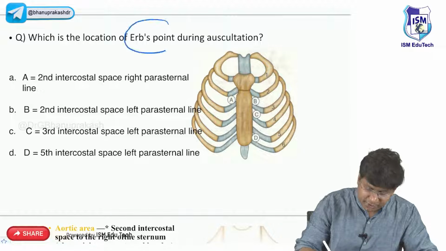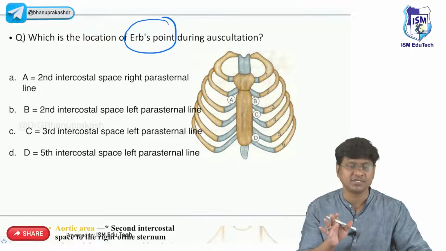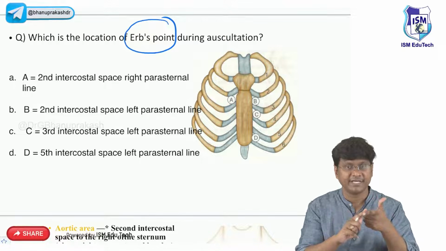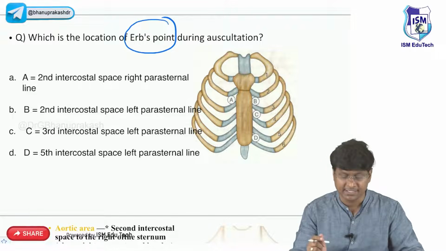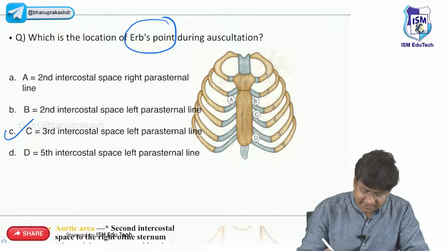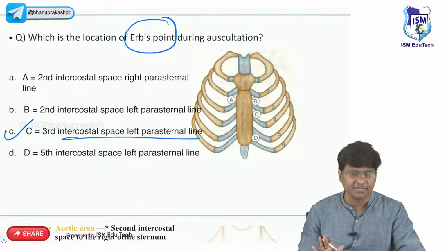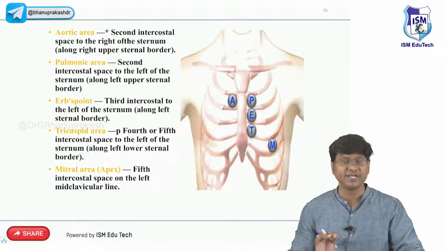Now, a very important PYQ was on the Erb's point, right? So, you have the various areas of auscultation, that is aortic area, pulmonary area, Erb's point, tricuspid area, as well as the mitral area. So, where exactly is your Erb's point? Please remember, it is present in the third left intercostal space, left parasternal line. Okay, this is one of the important PYQs. And these are all the remaining areas of auscultation.